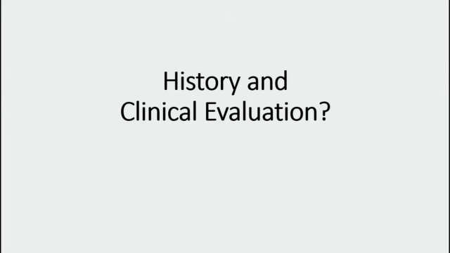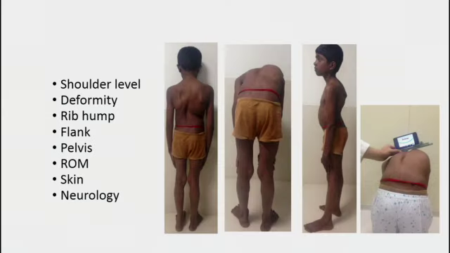On history and clinical evaluation, what are the important things you'd look at? This child looks fairly straight if you look at just the coronal view. But when you ask the child to bend forward, you will see that the rib hump is pretty obvious. It can be measured with a scoliometer. One needs to look at the shoulder levels. And with a significant rib hump like that, one has to understand that there's going to be a double curve. You need to look at the flanks for asymmetry, the position of the pelvis, whether the pelvis is level, the range of motion, the skin.